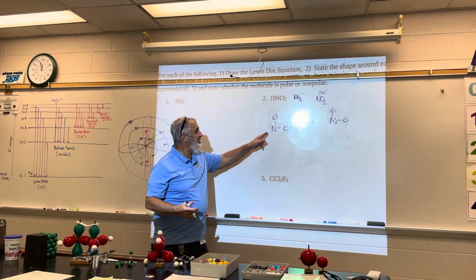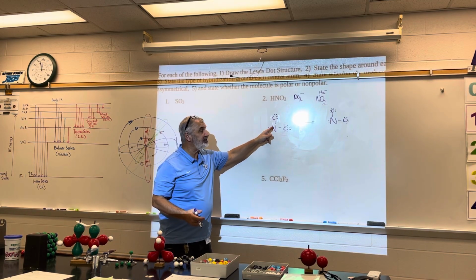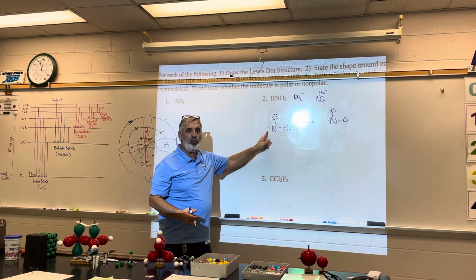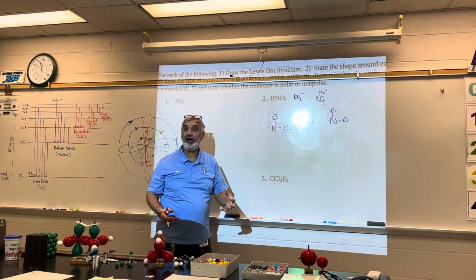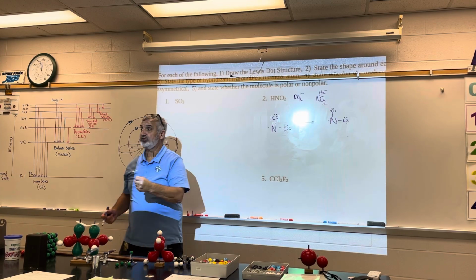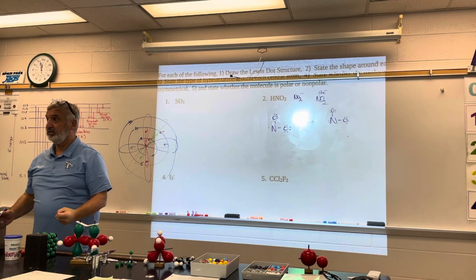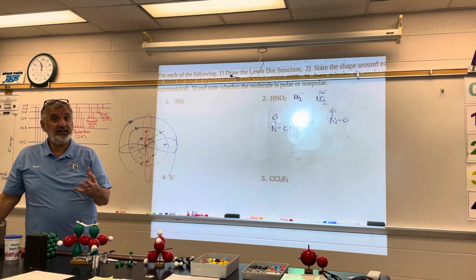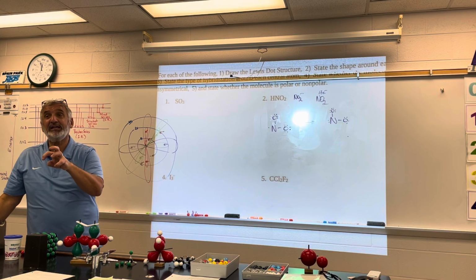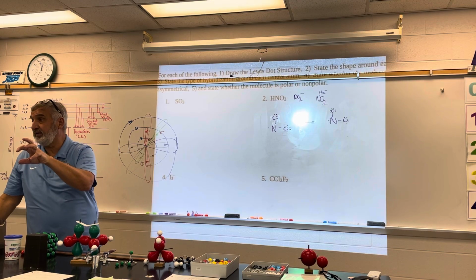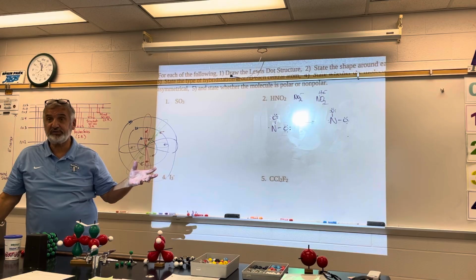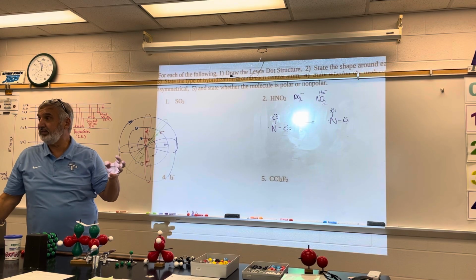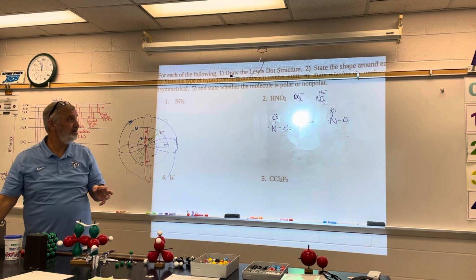Now, you treat this just like it's an AX2E. You treat the one electron just like it's a pair. Still an electron pair domain. However, you don't have the electron-electron pair repulsions, so it doesn't occupy as much space, and it's not going to close the bond like a pair would. So that bond angle is going to be right at 120. It's not going to be any less.